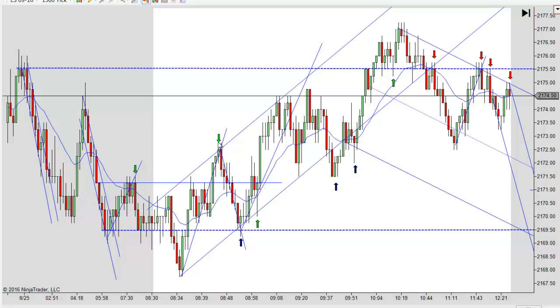This is the one you really got to be worried about, but this one is a concern as well. You're not always as worried about this second entry. This is a second entry long. Notice the pullback first entry, pullback second entry.